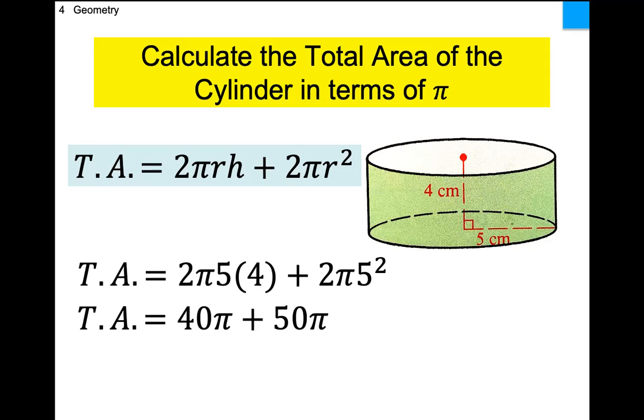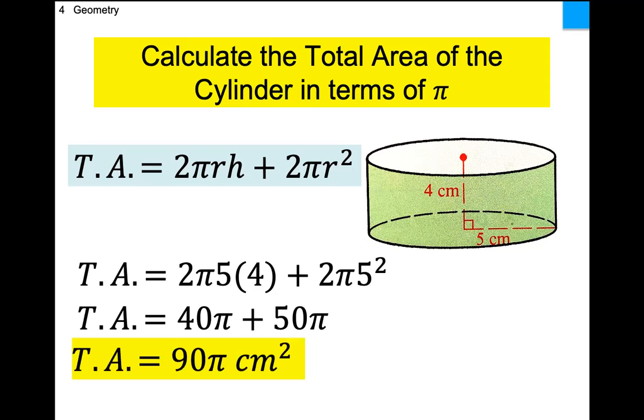5 times 5 is 25. 25 times 2 is 50. We can add those together, 40 pi and 50 pi, right? That would be 90 pi. And total area is in square units, so we got centimeters squared. And I can't make this one complicated because it's not that complicated. So there's your one example for total area right there.